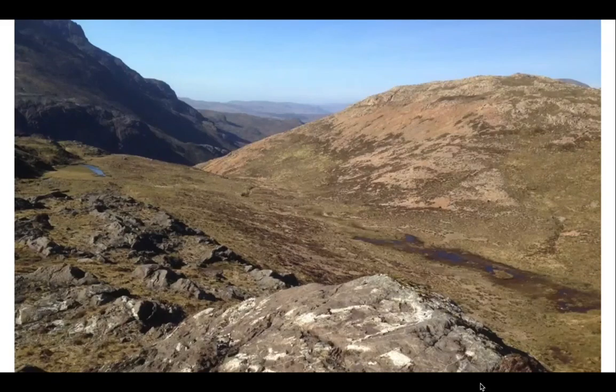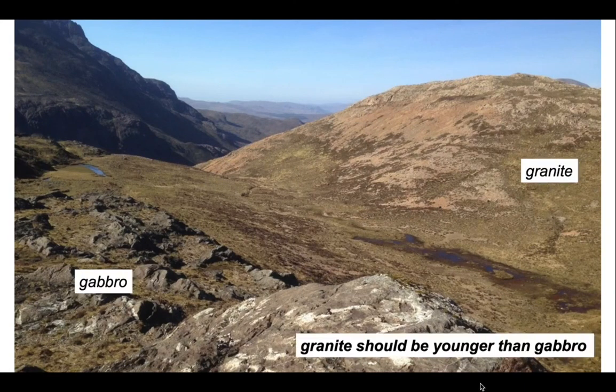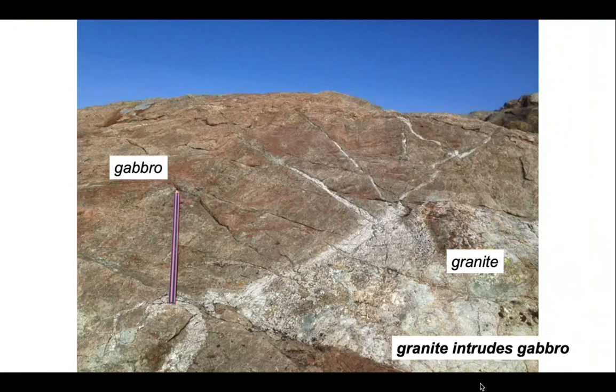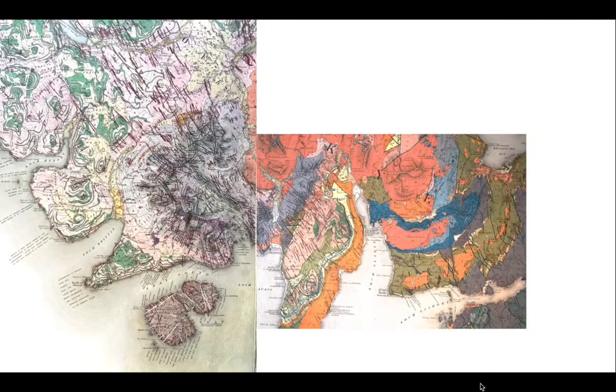Here's the ground. Again, the granite is really obvious in the landscape in that red, and the gabbro forms the foreground. And remember, the granite should be younger than the gabbro, so let's look at the contact itself. There we go, and the granite clearly intrudes the gabbro along those little fingery intrusions. So the granite is indeed younger than the gabbro. So basic field observations tied to the geological map resolve that debate.